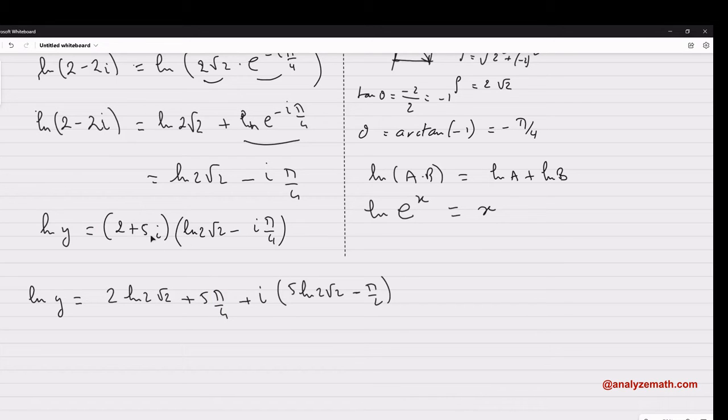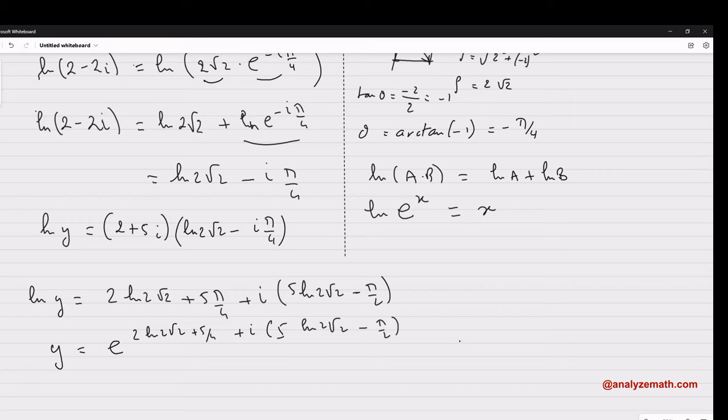And it's a real number. And now the imaginary part comes from 5 ln 2 square root 2. And then the other one is 2 multiplied by minus i pi over 4, simplified to this. Now, this is ln y. So y is equal to e to the power 2 ln 2 square root of 2 plus 5 pi over 4, plus i times 5 ln 2 square root 2 minus pi over 2. So this is the y we are looking for.